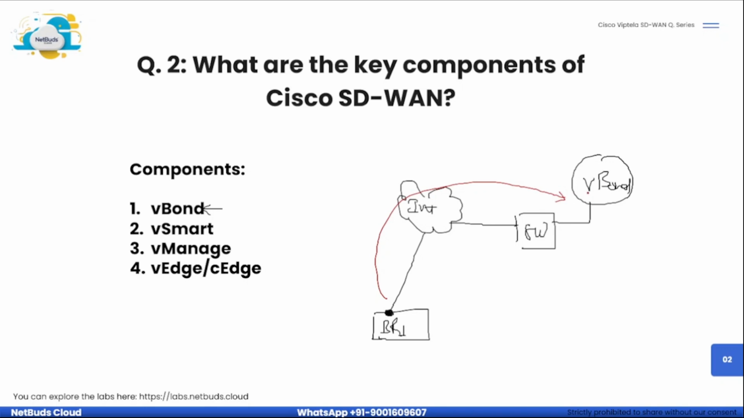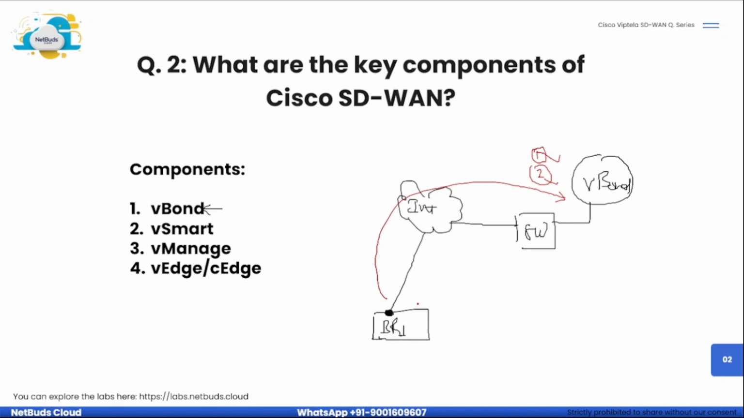My vBond first checks the authentication. Primarily it checks two items. I'm not going to discuss what the two things are right now, but we will later. It checks them one by one: first is passed, then it checks the second one. Now both are fine, so it sends some information to this branch router, that is the CH or vEdge router.